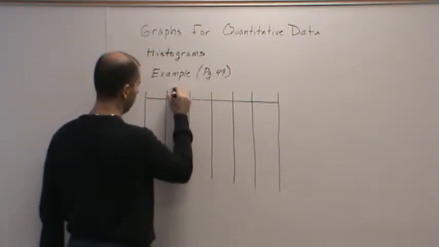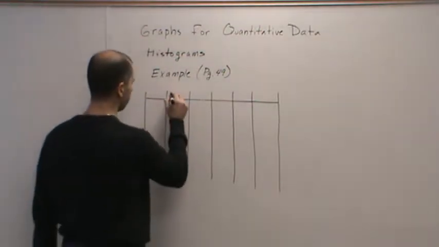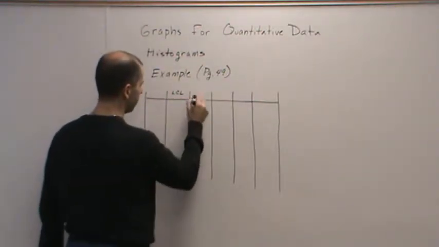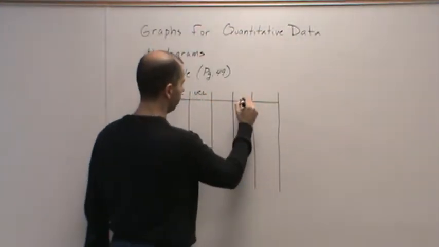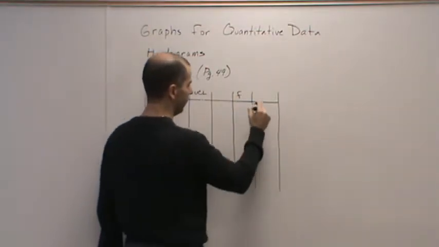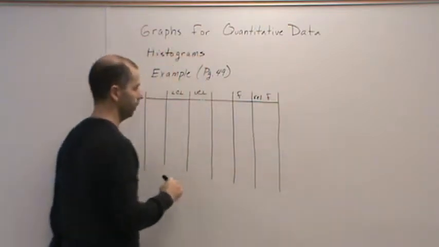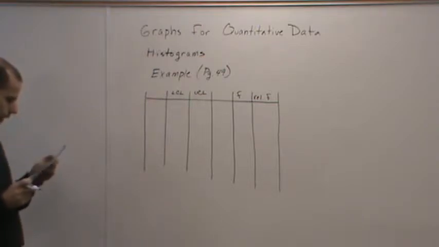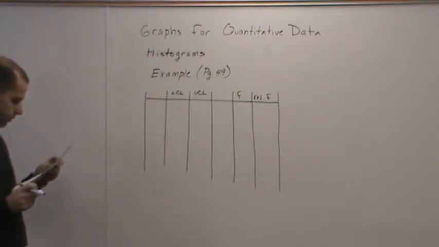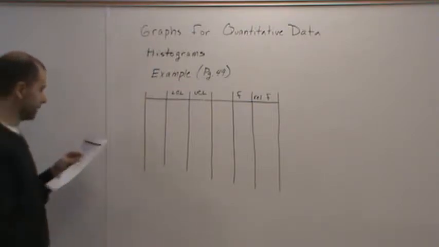So here's the lower class limit, and I'm going to abbreviate it as LCL. So LCL, lower class limit, upper class limit, and this is going to be frequency, and this is going to be relative frequency. Okay? And so now, the lower class limit is 60.